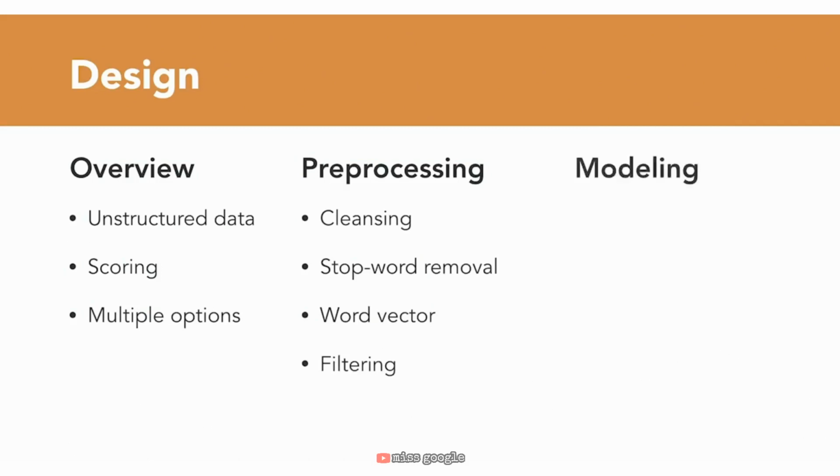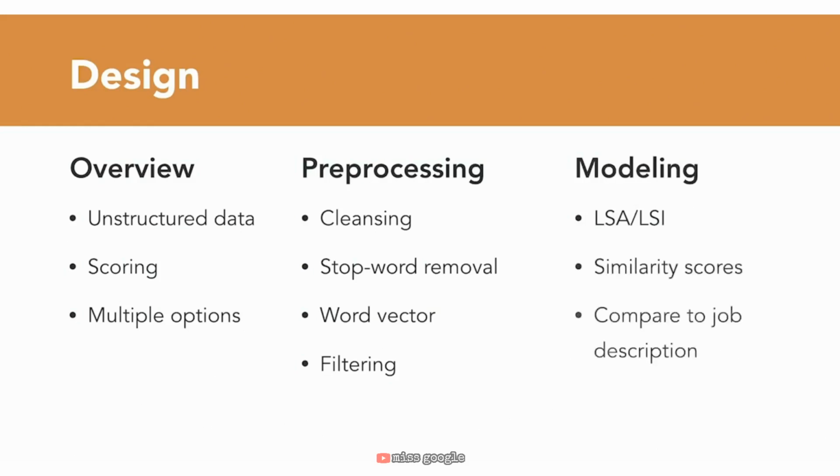What modeling will be done? Latent semantic analysis is a great technique that can discover similarities between documents. It builds a latent semantic index that carries similarity information between documents. We can build this model to generate similarity scores. These can then be compared to the LSA scores for the job description, and we can pick out the matching resumes with the best similarity to the job description.